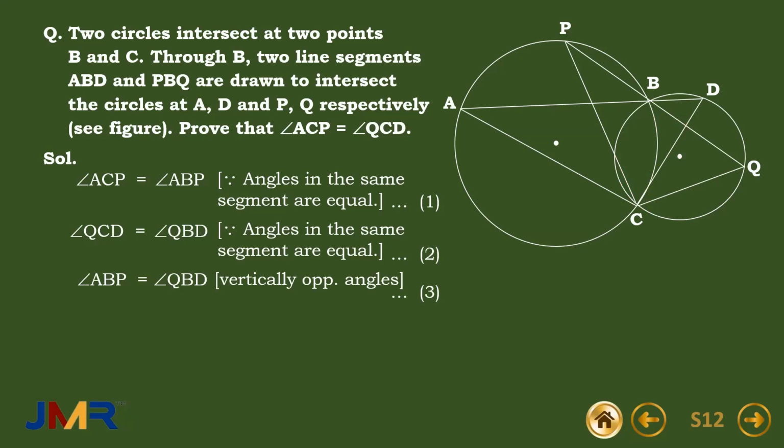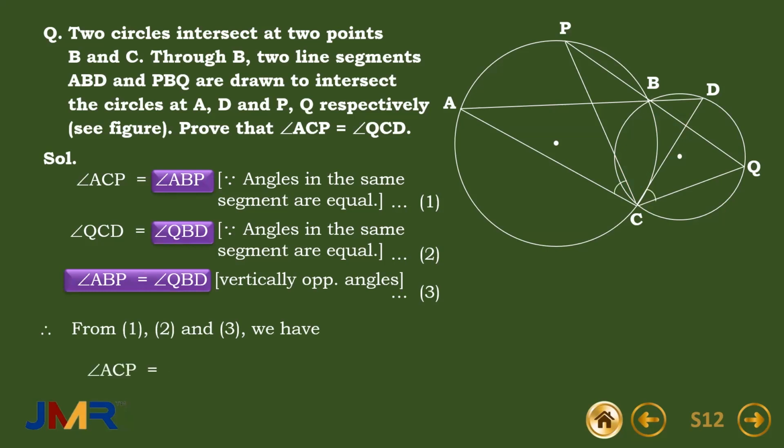Observe equation 1, 2 and 3. Angle ABP is equal to QBD, but angle ABP is already equal to angle ACP. Therefore, angle ACP is equal to angle QBD, but angle QBD is equal to angle QCD. From these three equations, I can conclude that angle ACP is equal to angle QCD. That's what he asked. How easy it is. Very interesting problem, and very simple. Though the figure looks complicated, it is very easy.